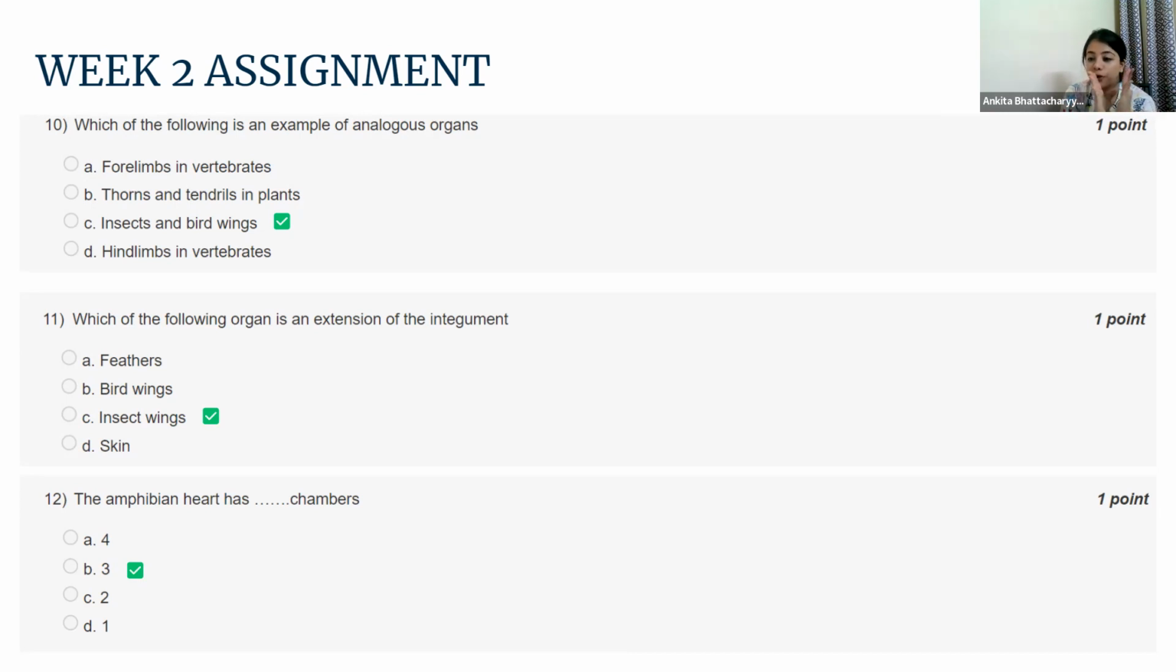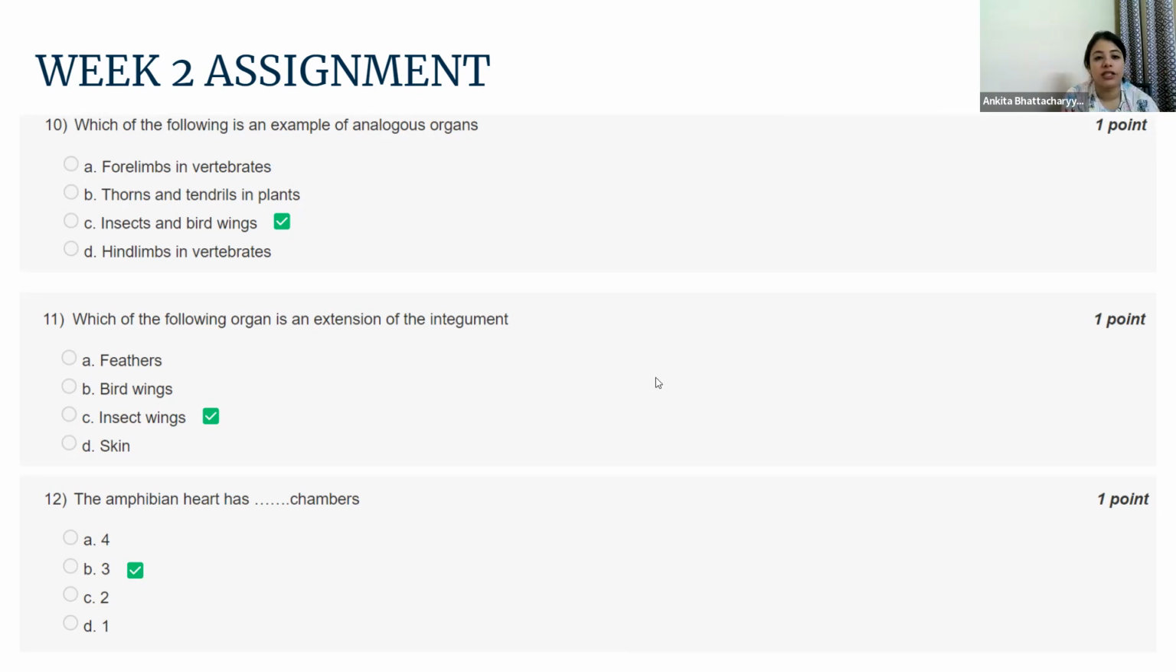And that's how that prevents any intermixing, and it ensures that proper functioning of the heart can be carried out very smoothly. But for amphibia in particular, if you remember, the amphibian heart has three chambers, and that was the answer to this question. This also is a question which is actually a part of both week 1 and week 2. So please keep that in mind and just revise your lectures whenever you get a chance to do so.